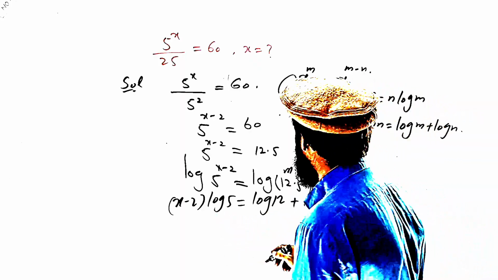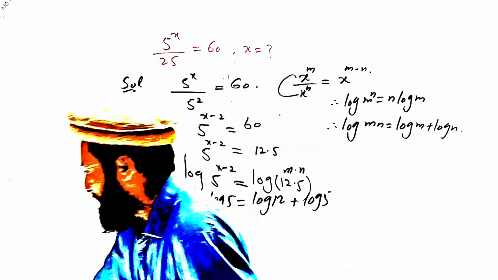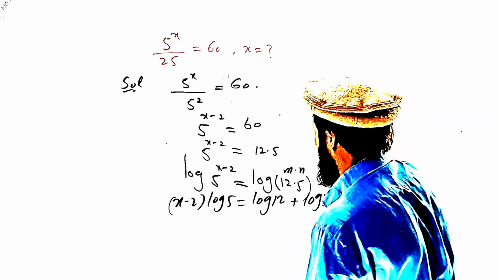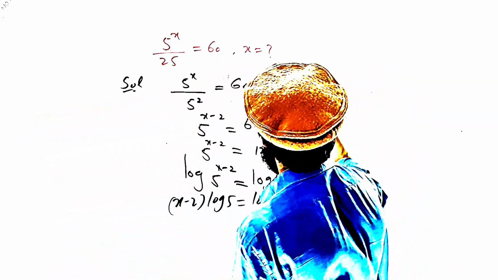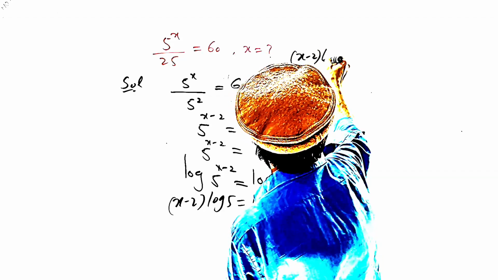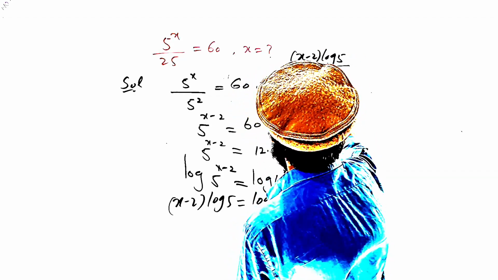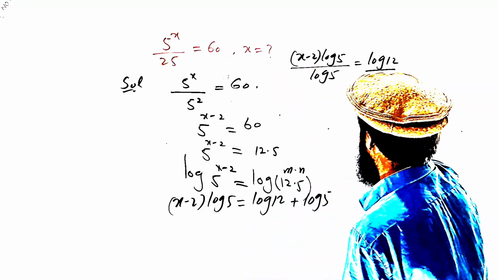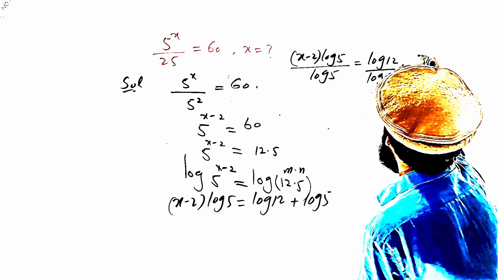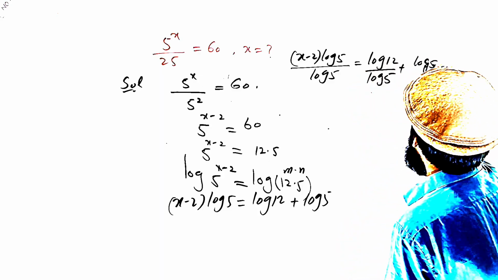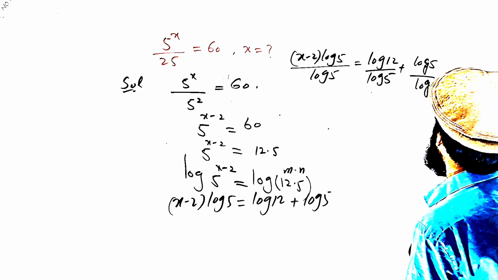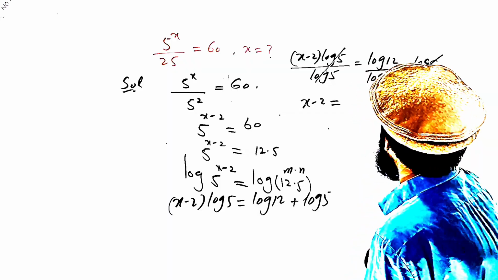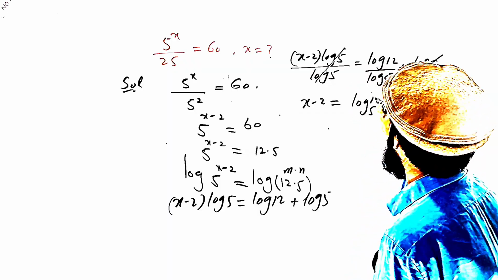Now this log of 5 is divided on both sides. Dividing both sides by log of 5, x minus 2 is equal to log of 12 divided by log of 5 plus log of 5 divided by log of 5. So both are cancelled, this is also cancelled, x minus 2. And according to this rule, we can write log base 5 of 12 plus 1.